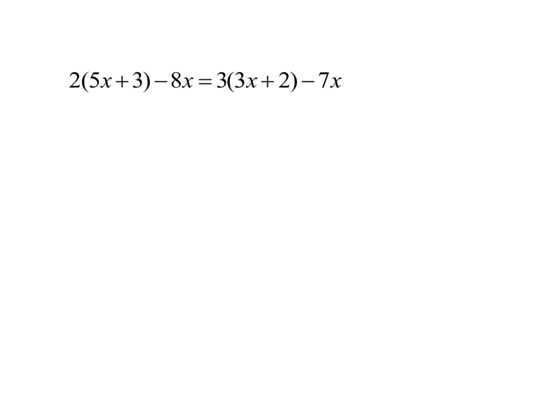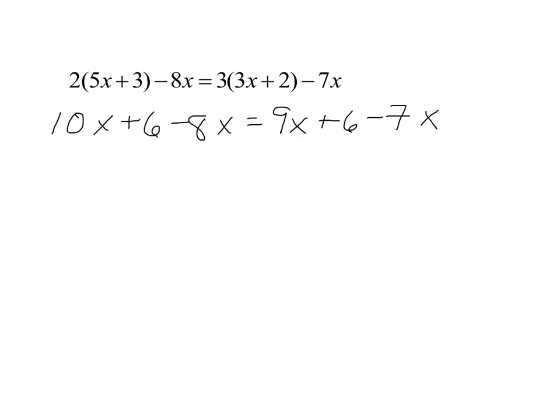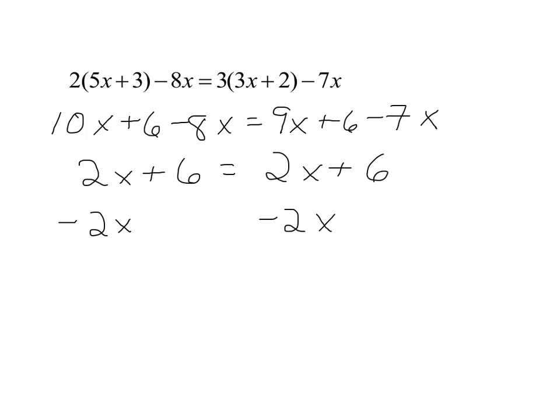Let's try another one. There's going to be something fishy about this equation too. So first I'll use the distributive property. 10x plus 6 minus 8x equals 9x plus 6 minus 7x. Then combining like terms on each side, 10x minus 8x is 2x plus 6. Over here, 9x minus 7x is also 2x plus 6. So yeah, same kind of problem. I'm going to subtract 2x from each side, and I'm left with 6 equals 6.